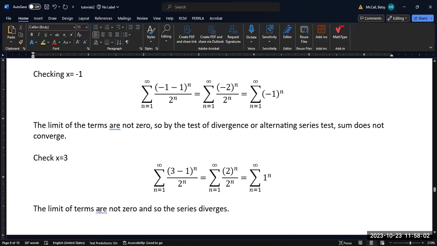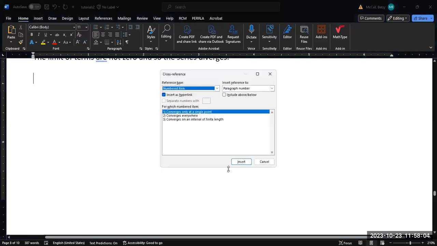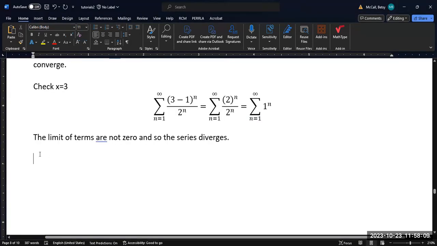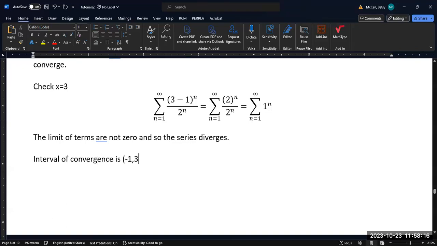And therefore, we end up with the interval. Oops. Sorry about that. Hit the wrong button. Interval of convergence is -1 to 3.